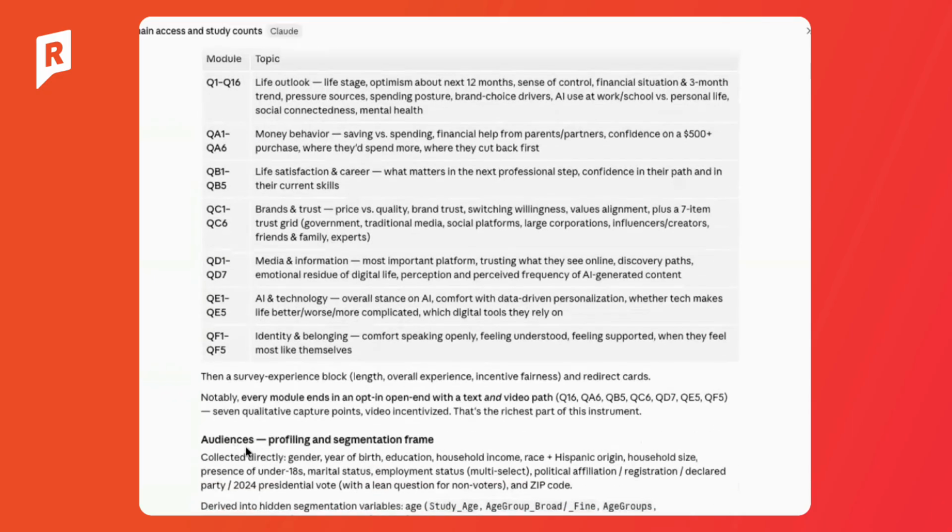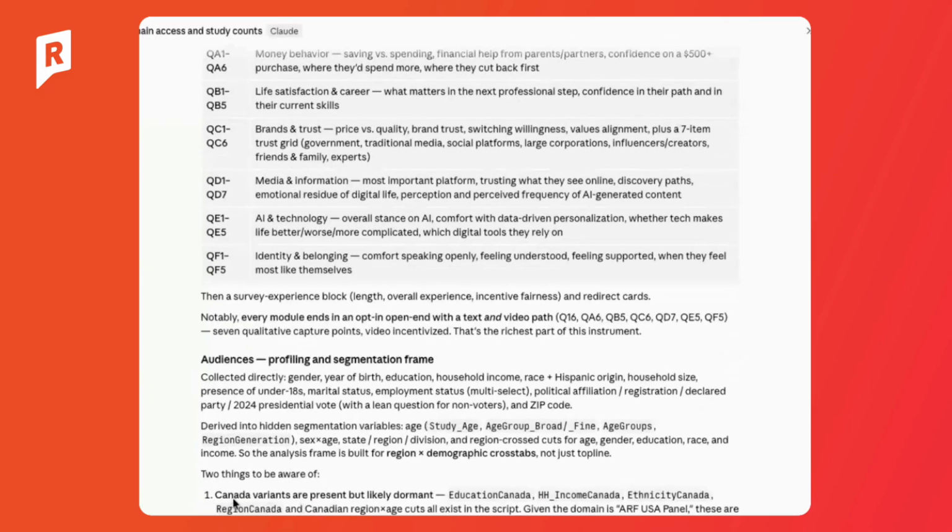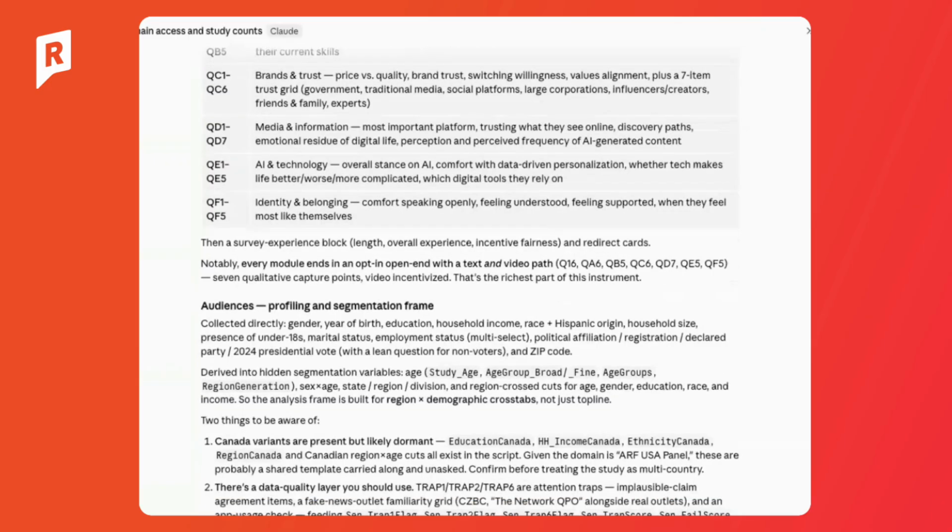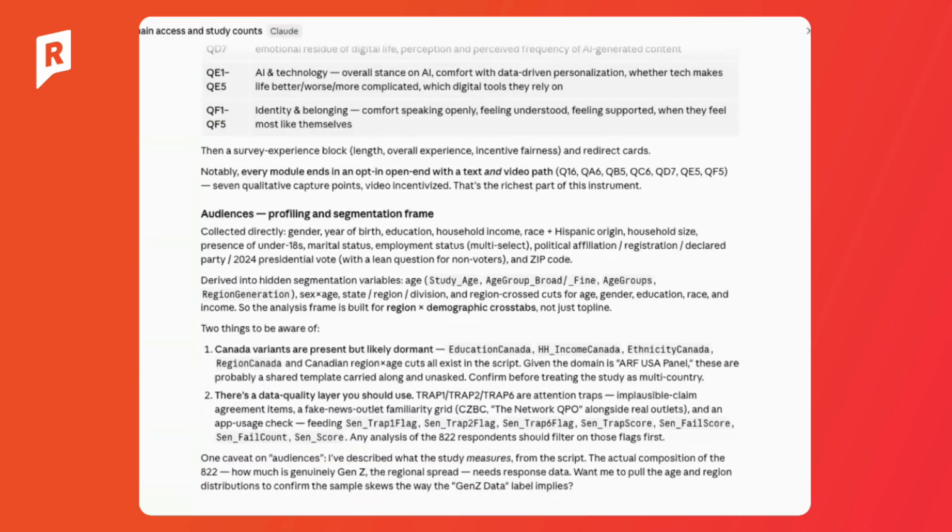It also has gone in and checked the audiences, profiling and segmentation frame. Collected data has gender, year of birth, education, household income, race, household size, and based on it, it's able to provide me all the relevant information. So you'll see here that it is able to go in and pull the right data from the sample it needs. But when it needs more, it can directly go in and use the export tools to export all the data as well, which it has done for this question.